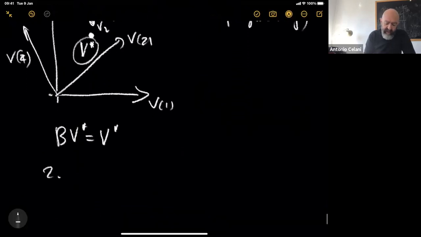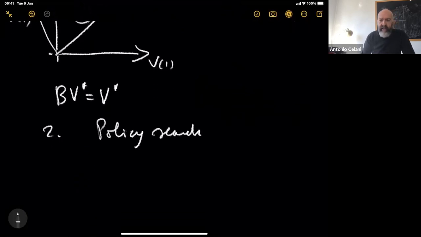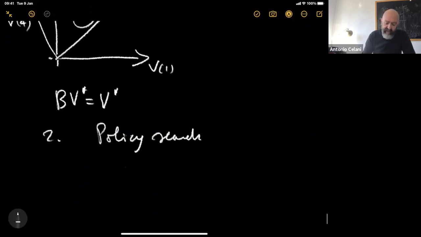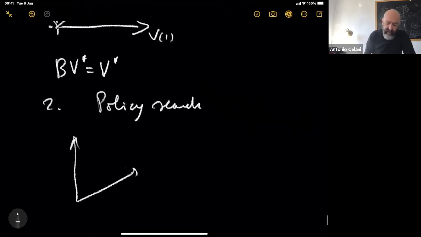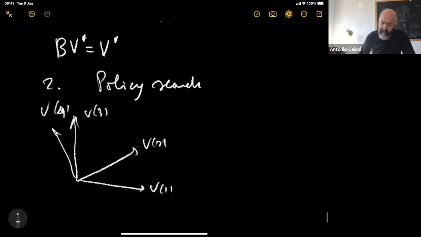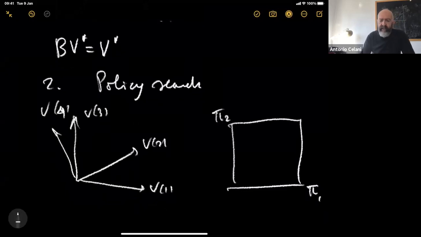Second possibility is policy search. Now the thing happens simultaneously both in the space of values and in the space of policies. Okay, so this is symbolic for both. Don't take this literally. So what is the idea here?